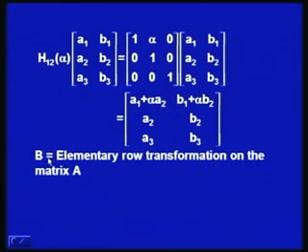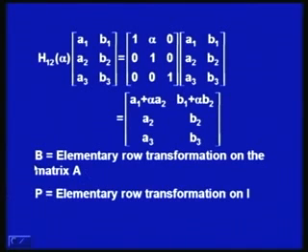Now, we say that B is the elementary row transformation on the matrix A. So, let us say we have a matrix A, and we perform elementary row transformations on it. After performing the transformation, what we get is the matrix B. Then, if P is the elementary row operation on I, the same elementary row operation which you have applied on A, then B is equal to P into A. So, it is pre-multiplied by the matrix A and the result is the same.